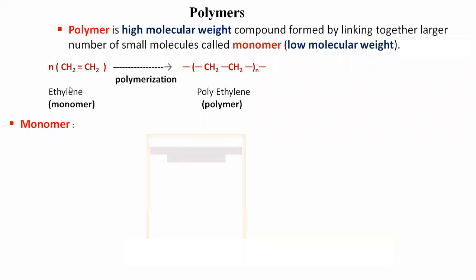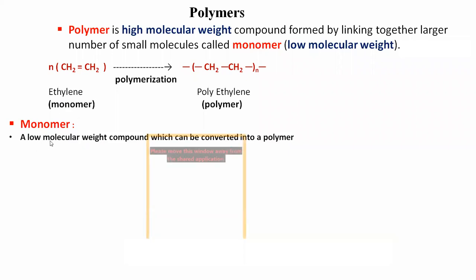Now, what is a monomer? How do we define a monomer? It is a low molecular weight compound. A polymer is a high molecular weight compound, and a monomer is a low molecular weight compound which can be converted into a polymer. It means all organic molecules are not monomers. There are a few organic molecules or compounds that can be converted into polymers. That is the definition, and they are obviously low molecular weight compounds. If you look at the ethylene molecule, it is a monomer. Why? Because it is a small molecule having low molecular weight and it can be converted into a polymer. That is what a monomer is.